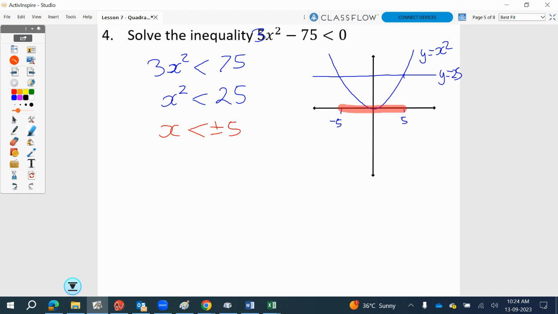So we can't describe it like this. This is wrong. Let me take that off now. We need minus 5 is less than x is less than 5. That's the solution. That's how we square root an inequality.